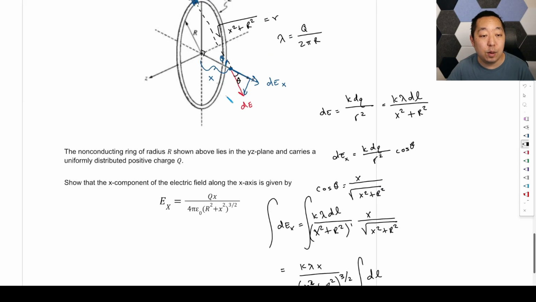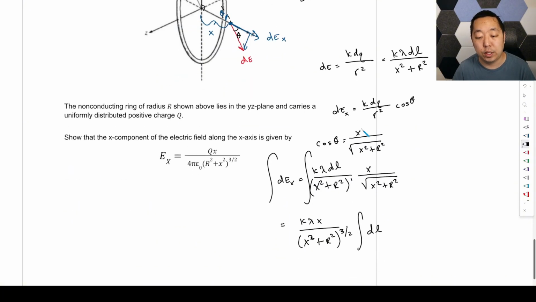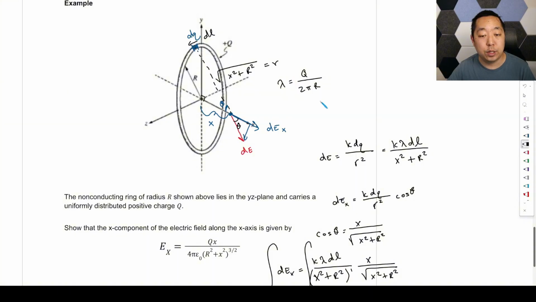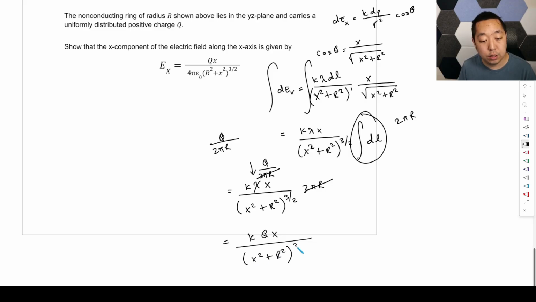The integral of dl is just adding up all of the length dl's, and that's literally the circumference of the ring. So this integral is 2 pi r. So we get k lambda x over x squared plus r squared to the 3/2 times 2 pi r. The last thing we want to do is replace lambda, the charge per unit length, which is q over 2 pi r. That cancels with this 2 pi r, and so we get kqx over x squared plus r squared to the 3/2.